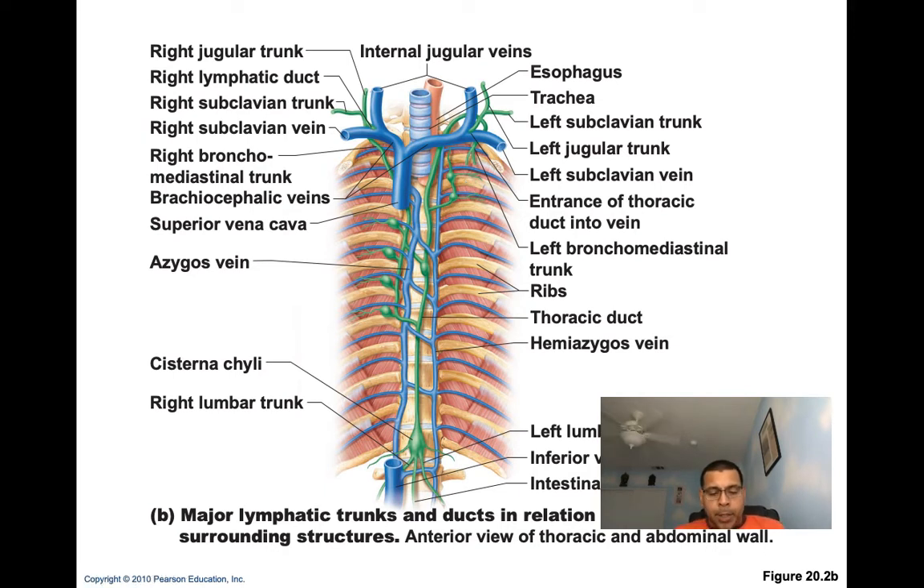Next, we can continue forward, and then we've got the cisterna chyli. The cisterna chyli marks the beginning point of the thoracic duct. It's found around the anterior part of the first two lumbar vertebrae.